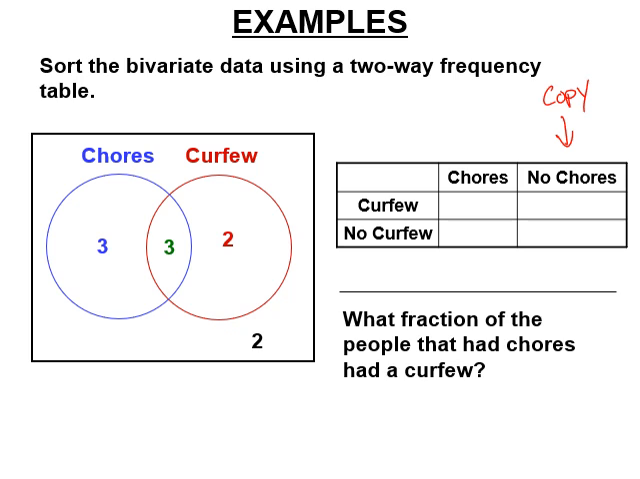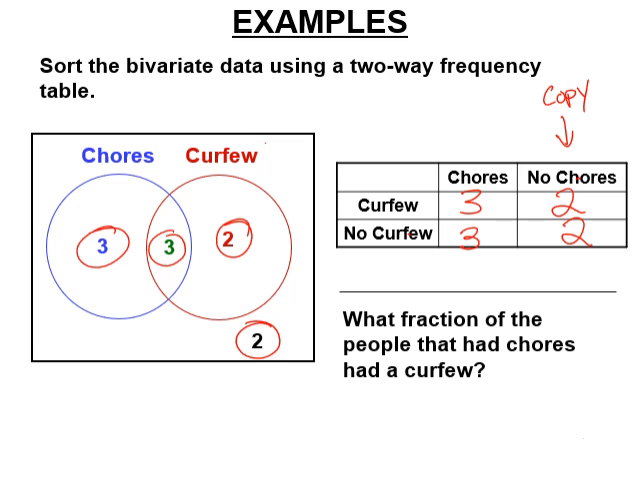So the people who had both chores and curfew, 3. People who had neither, no chores, no curfew, 2. People who had chores but no curfew, 3. People who had curfew but no chores, 2.